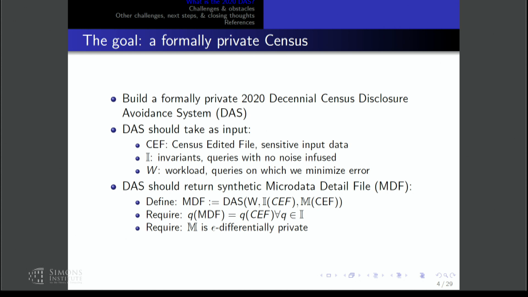I also have two other requirements listed at the very end here. This is really just a restatement of what invariants are intended to represent, and also a statement that when you look at the way the DAS is organized, at least for the first few data products, this may not be its final form, the DAS is going to look like generate a microdata detail file.